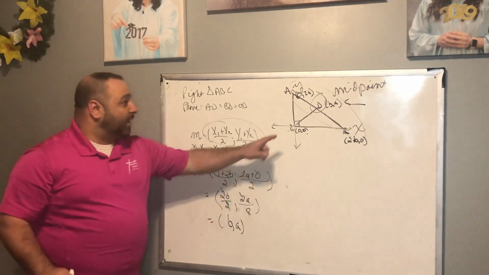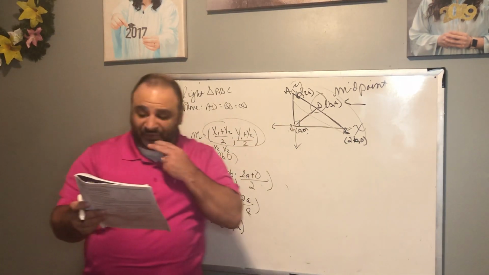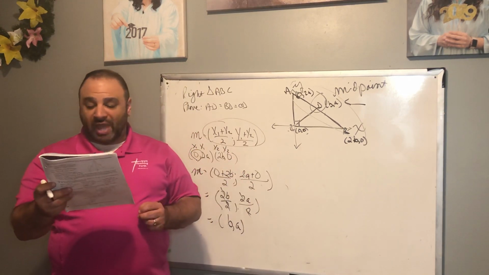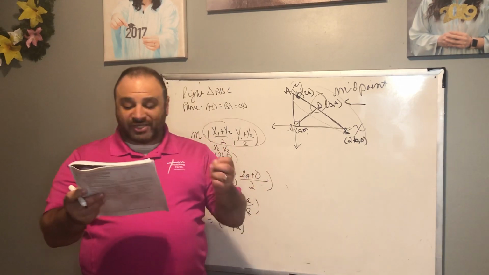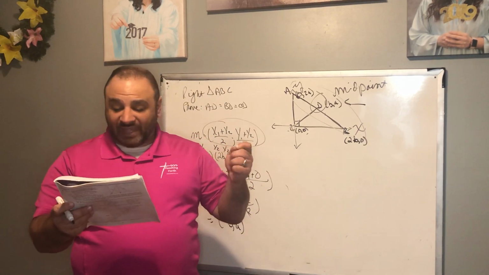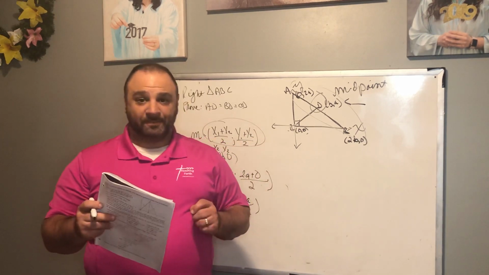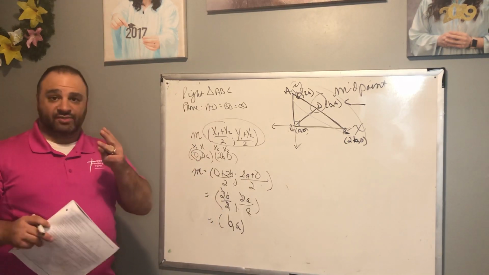Now that we have B, A, we're going to use the distance formula. Look at step number 3. The distance formula is now used to prove that two lines are the same length. With the coordinates of D, we now use the distance formula to find the lengths of AD, BD, and CD. So we're going to be doing the distance formula 3 times.